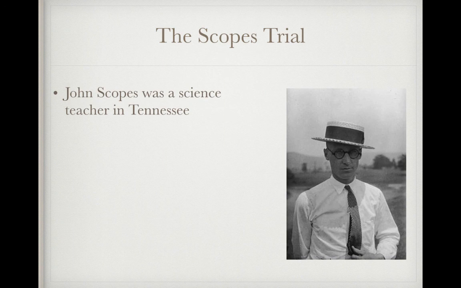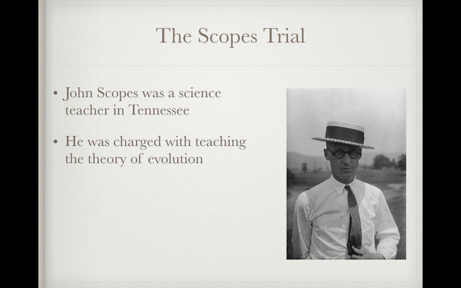So John T. Scopes was a science teacher from Tennessee. He was charged with teaching the theory of evolution. So in the 1920s, we're going to see debates between religion and science. And Charles Darwin's theory of evolution is very controversial during this time. And John Scopes will actually teach this controversial theory in public schools.